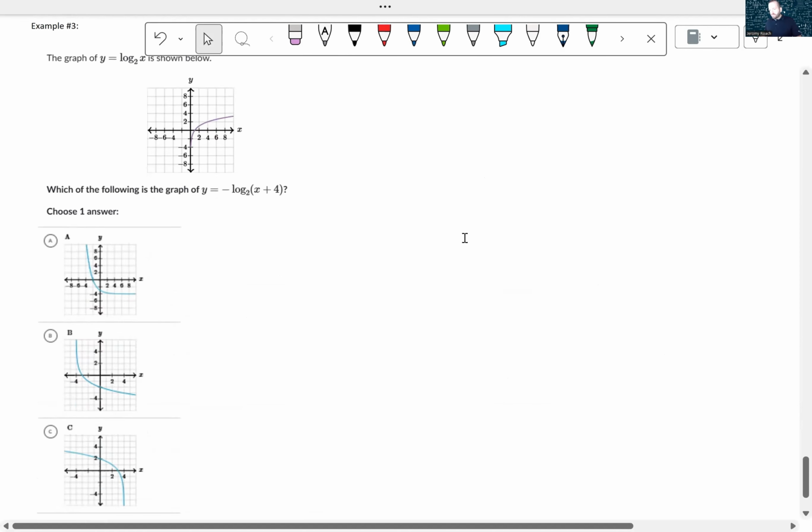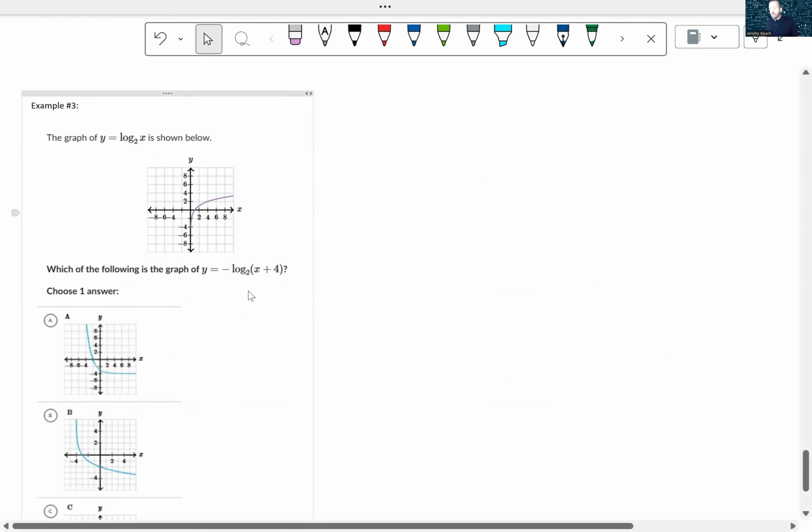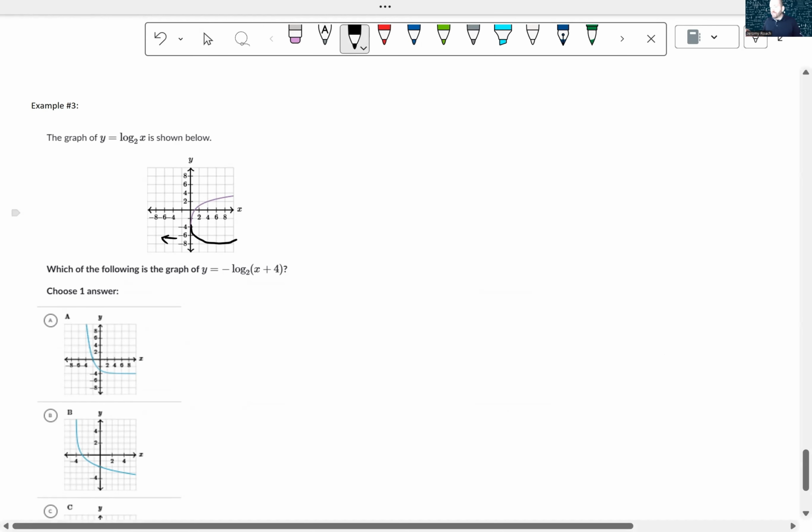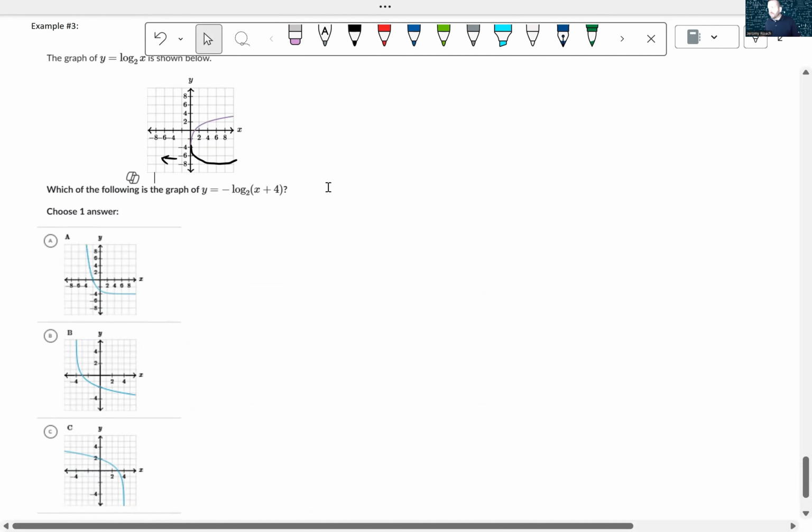All right, we're going to look at one more here. This one says log base 2 of x is here. Now we've got negative log base 2 of x plus 4. This one's kind of neat because we can use our transformation rules. So first of all, we're going to make it shift to the left 4 units. So that's the first thing we can think about, shifting left 4 units. But that negative is also going to cause a reflection over the x-axis. So it's going to be flipped over. So we can think of it like that. And then it's going to be shifted over 4 units. So let's take a look at what that one might be.